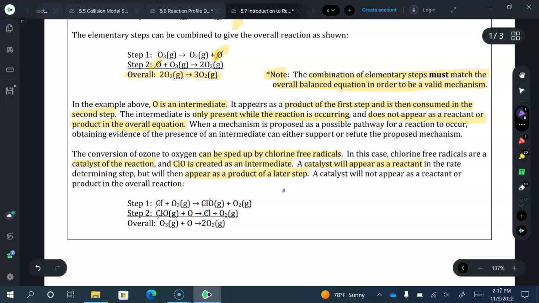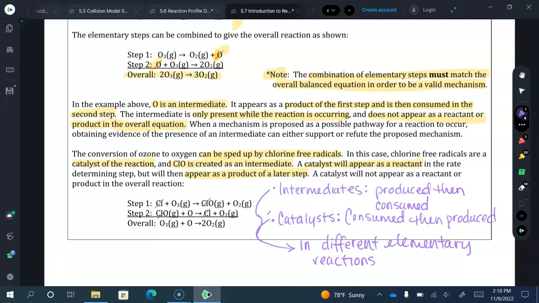So to summarize a little bit, intermediates are produced and then they are consumed, whereas catalysts are consumed and then produced again. And these are done in different elementary reactions. Now, you can produce an intermediate when you use a catalyst. However, the production and consumption of an intermediate are going to be two separate elementary reactions. Same for a catalyst. It'll be consumed in one and reproduced in a later elementary reaction.